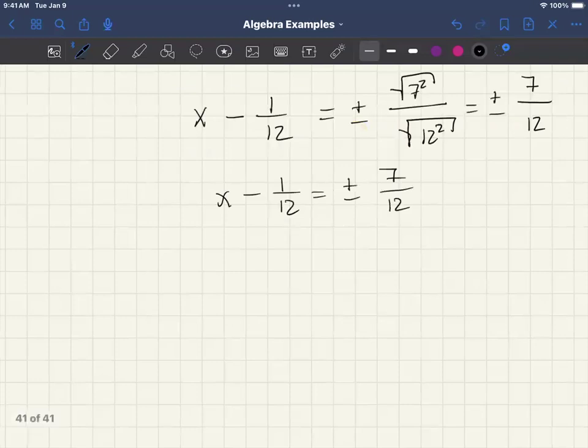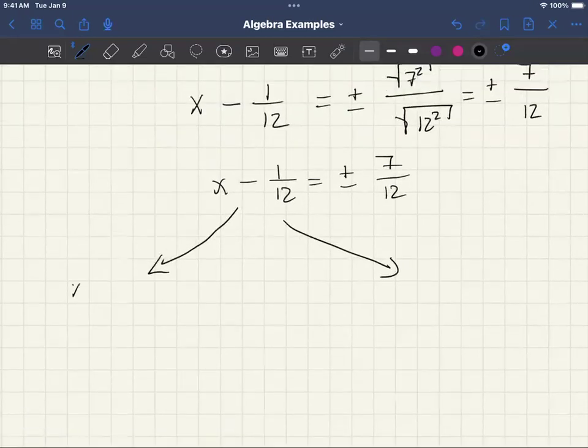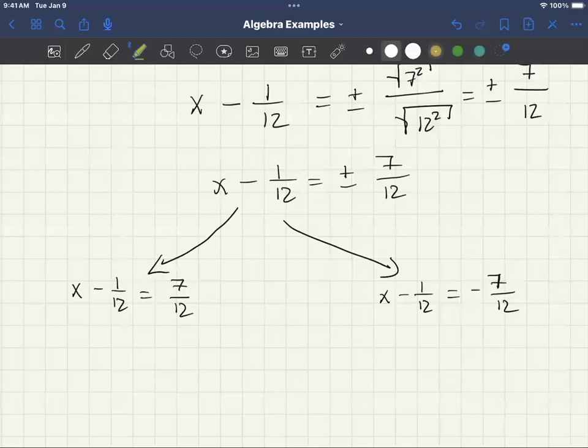Okay. And this is the point at which you can sometimes do this without splitting it into two parts. I like to split into two parts. Otherwise, I get too much stuff going on in my head. One part is going to have the positive solution, and the other part will have the negative part of the solution, right? So over here we have positive 7/12. Over here we have negative 7/12. And we are going to add 1/12 to both sides.